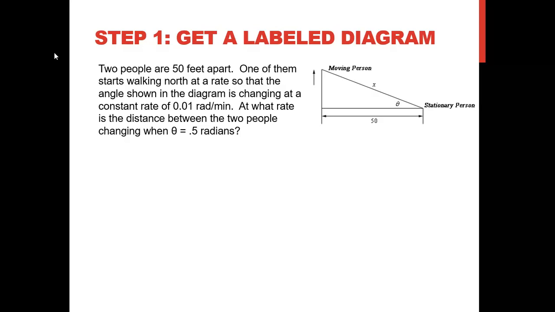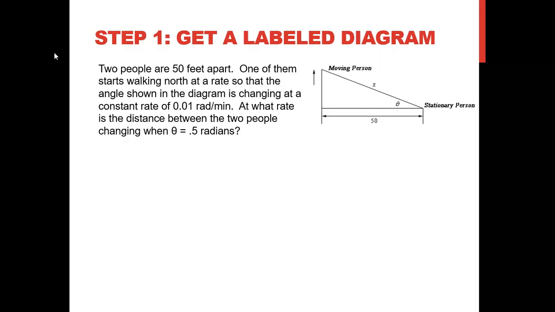Two people are 50 feet apart. One of them starts walking north at a rate so that the angle shown in the diagram is changing at a constant rate of 0.01 radians per minute. At what rate is the distance between the two people changing when theta equals 1/2 of a radian?